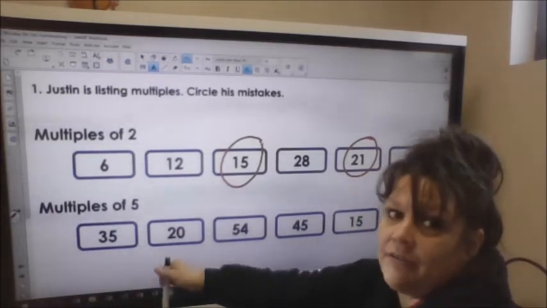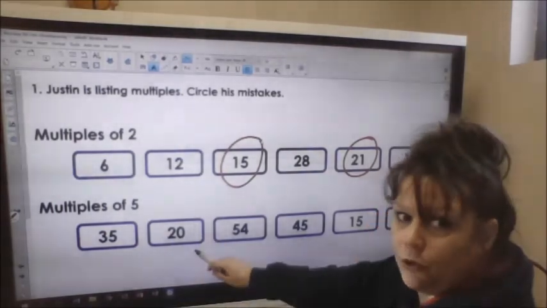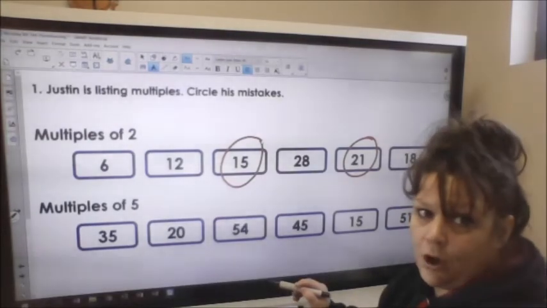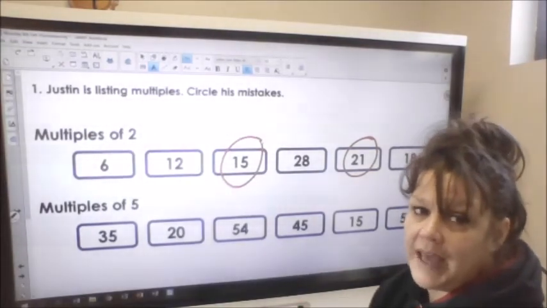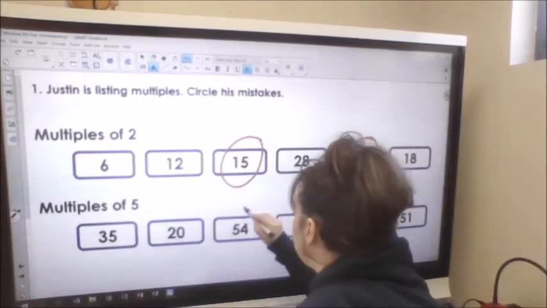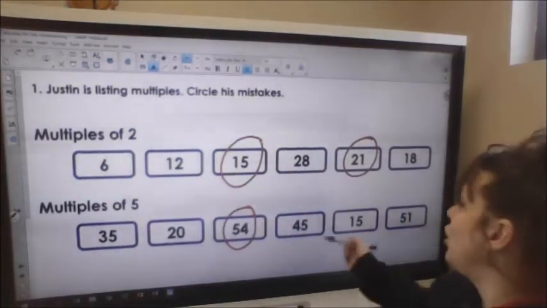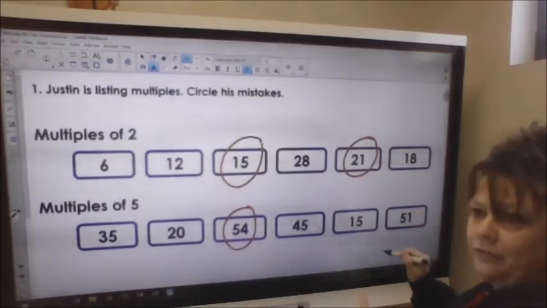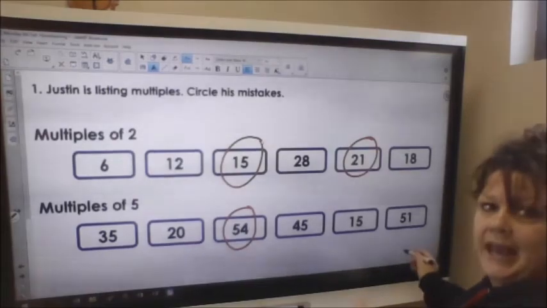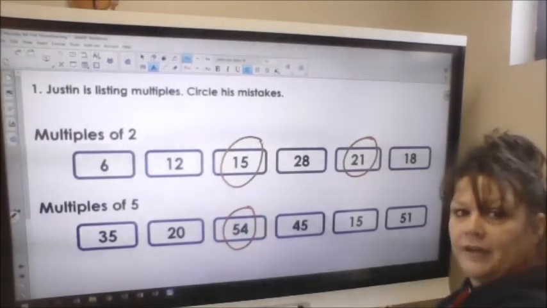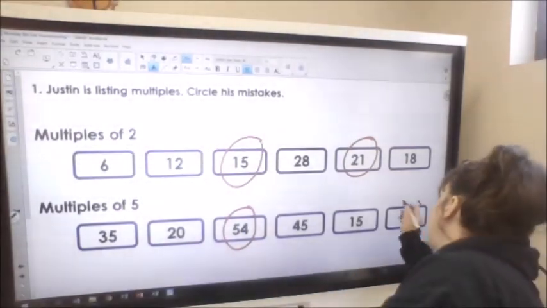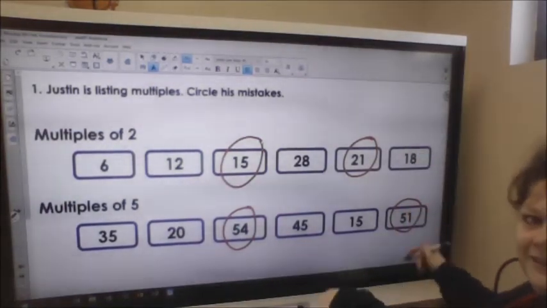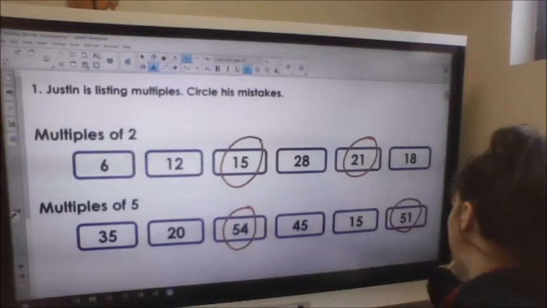Well, 7 5s are 35, so that's a multiple. 5 4s are 20, that's a multiple. 54, we know that can't be right because multiples of 5 end in 5 or 0. So that is definitely a mistake. 45, 9 5s are 45. 5 3s are 15. And then again, because we know that multiples of 5 end in 5 or 0, that's got to be a mistake. All right. Did you spot those mistakes? Well done if you did.